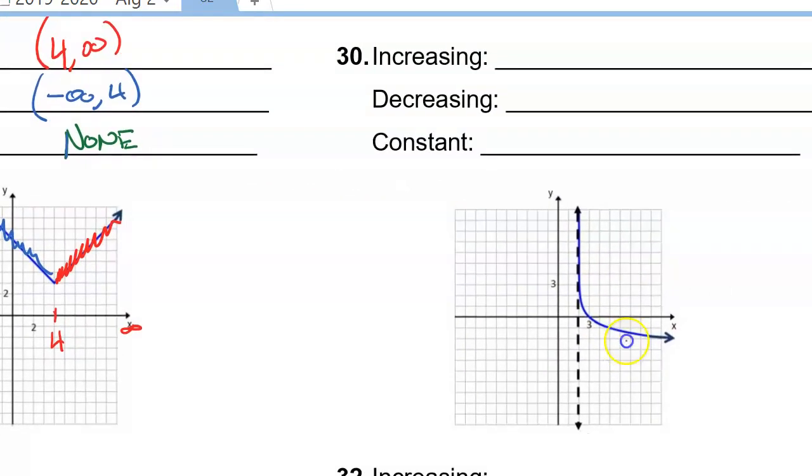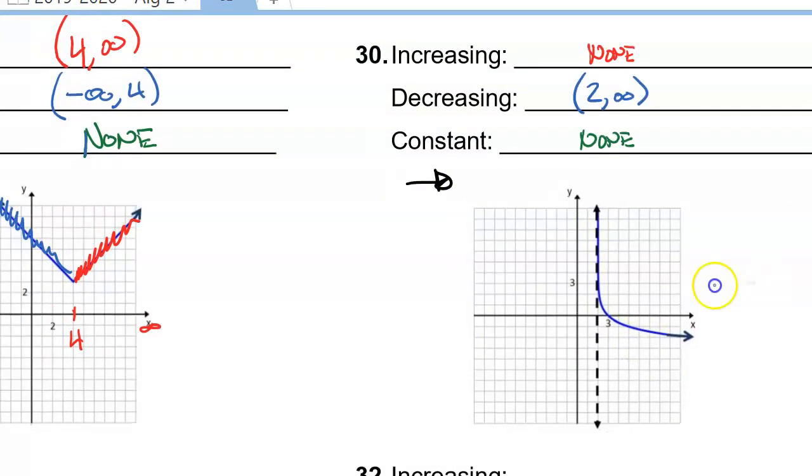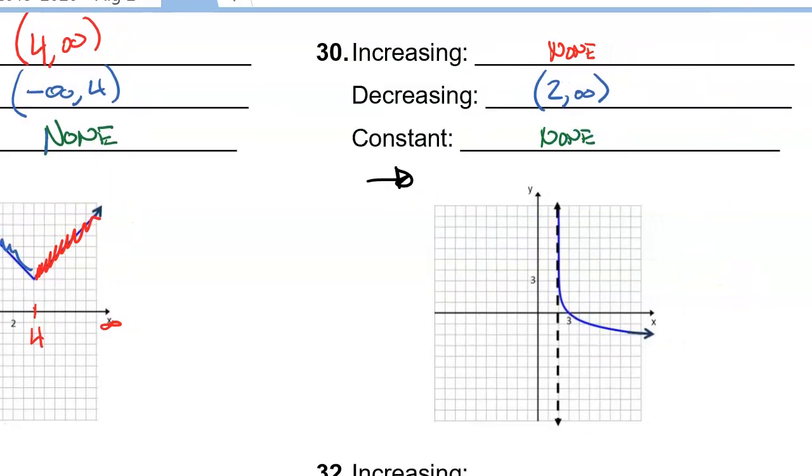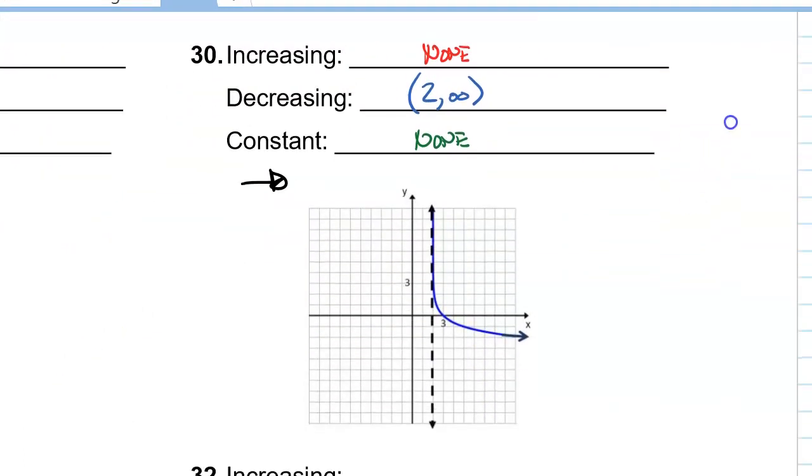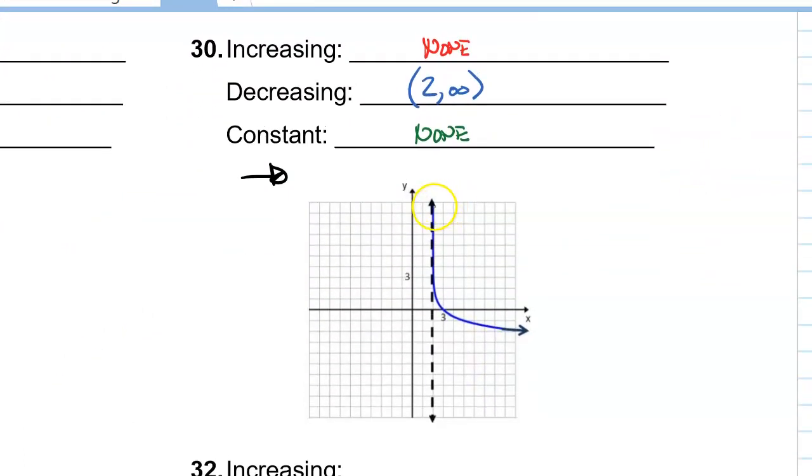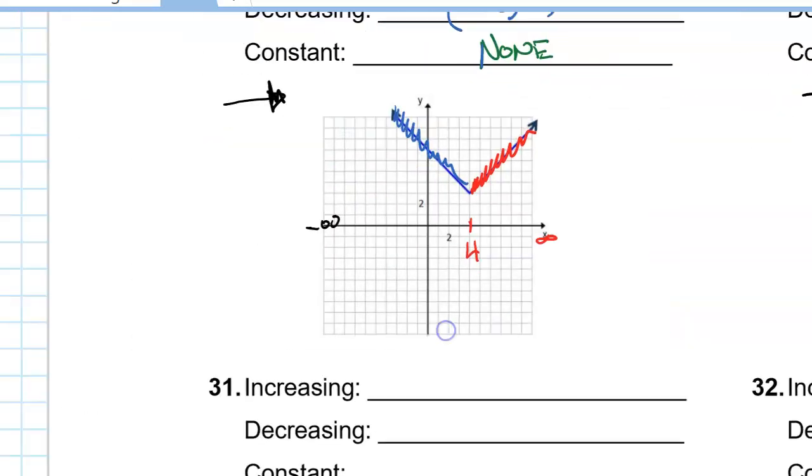Question number 30, looking across the graph, we see that this graph is not increasing anywhere. It is not constant anywhere. It's actually decreasing everywhere we see a graph, but it actually starts at the x value of 2. So from 2 to infinity, this function is decreasing. It's not flat anywhere, not going up. Always, as I look from left to right, the graph is just always going down, and the graph exists on the right-hand side of 2 all the way to positive infinity.